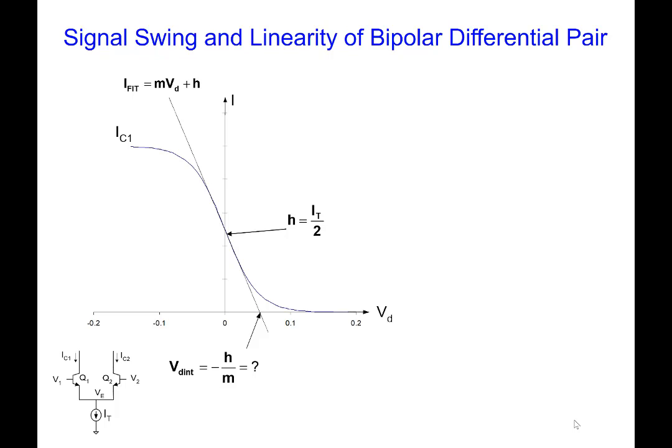I didn't write it on the slide here. Oh, I did too. The fit line, in point-slope form, I fit is equal to slope times VD plus H. That's the general equation of this line. So we see that H is equal to IT over 2. Now I need to get M, that coefficient of VD. How do I get M?